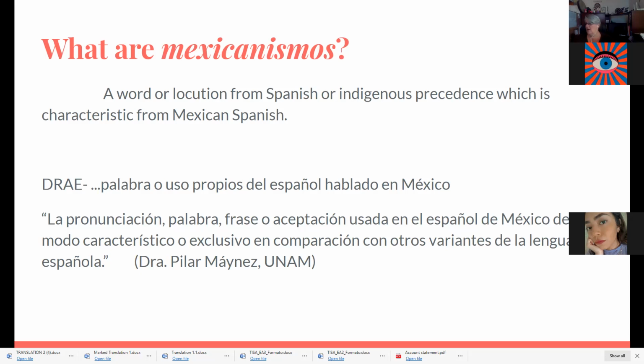Now, of course, we are generalizing here, talking about all of Mexico, but we do have quite a number of phrases and vocabulary that is generalized, that is used in all of Mexico. And these mexicanismos are what distinguishes Mexican Spanish from other types of Spanish. We have some examples of mexicanismos, tons of them, but just a few.